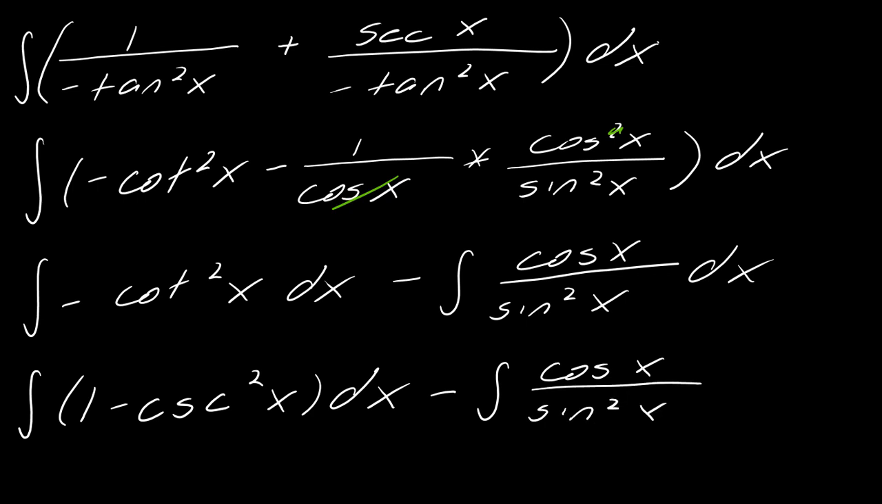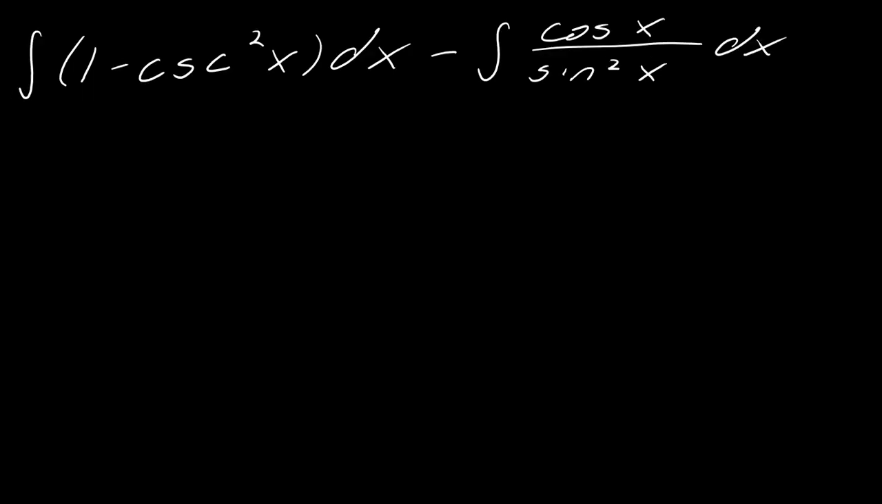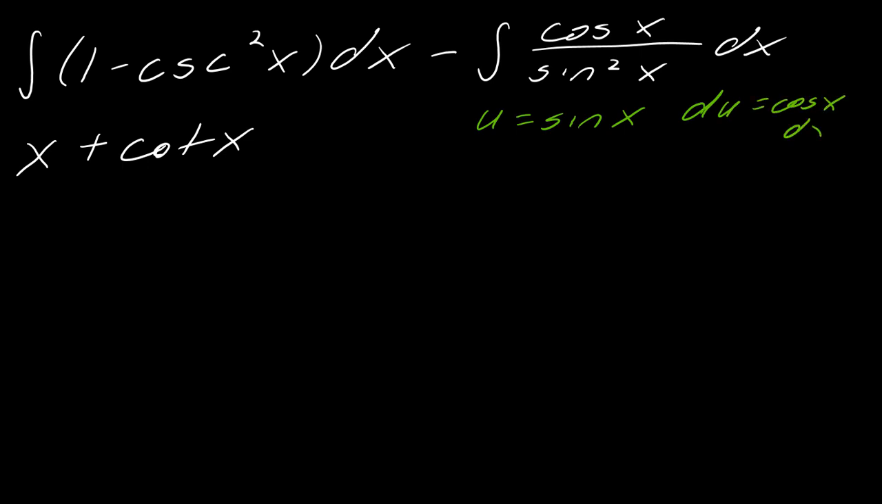Okay, so let me make some space. Now let's just integrate this part here. So this will be x plus cotangent x. So that part's done. And for this other part, my u will be sine x, so my du will be cosine x dx. So let's see, I'll evaluate this integral right here.